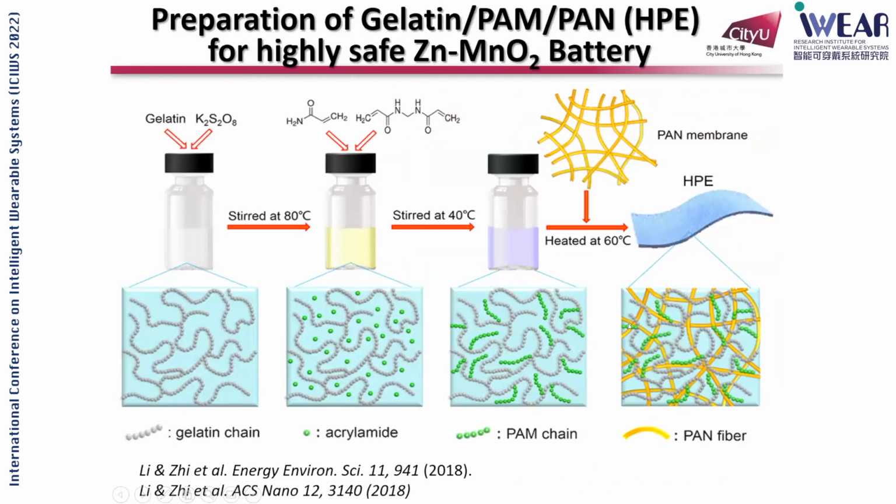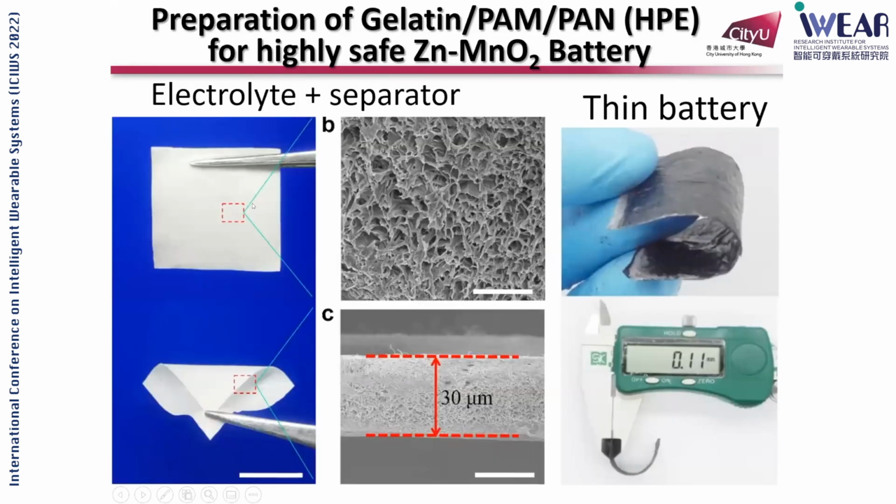So we're trying to make a kind of hydrogel with gelatin and PMA chains, two polymer chains. They have different functionality. Inject this hydrogel into a kind of PN-based membrane to get a piece of film that works as a separator and electrolyte. Well, you see these pores, they can store a large amount of water, which can conduct ions.